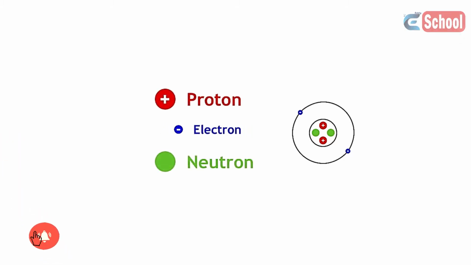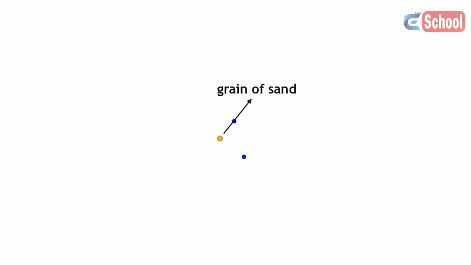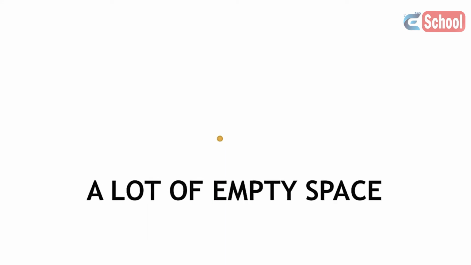Around the nucleus, we find that electrons are randomly whizzing around. The electrons are even smaller than protons and neutrons. So say we only have 2 electrons in our atom. These would be randomly moving around our grain of sand in our 50-meter pool, just these 2 tiny electrons. So what does that leave? A lot of empty space.